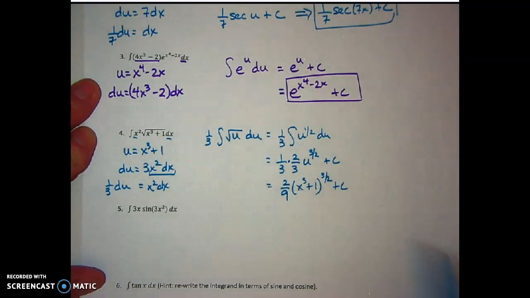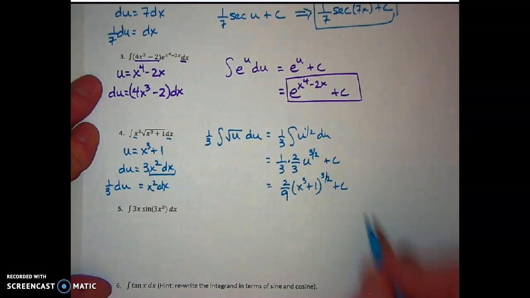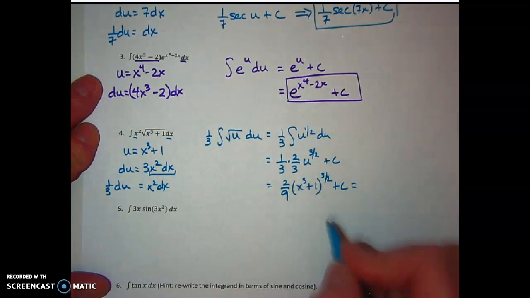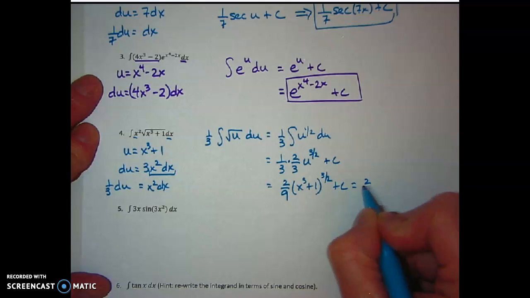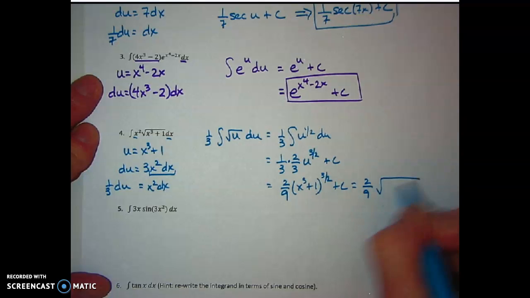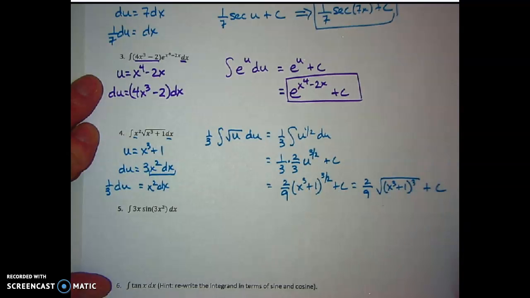Depending on what you're doing, you could possibly leave the answer like that. If you need more information or you need to be doing more algebraically to it, you could rewrite it as the square root of x cubed plus 1 cubed plus c.